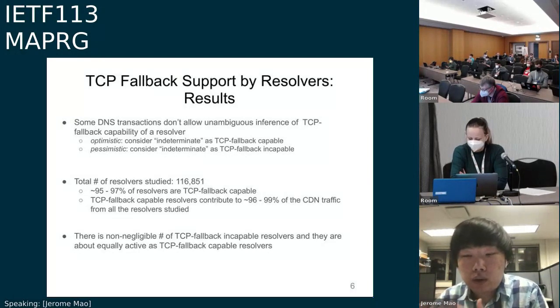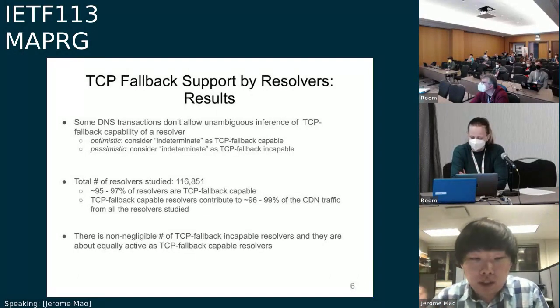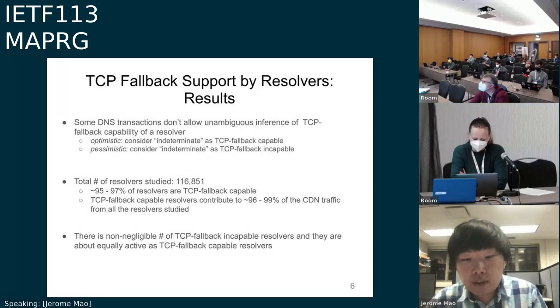Throughout all of our data sets, we have studied around 116,000 resolvers, and around 95 to 97% of them are TCP fallback capable. We use a range here to represent the number of TCP fallback capable and incapable resolvers according to the optimistic and pessimistic estimations. And the TCP fallback capable resolvers contribute around 96 to 99% of the CDN traffic from all the resolvers we've studied. So the takeaway from the resolver measurements is that there is a non-negligible number of TCP fallback incapable resolvers, and they are about equally active as the capable resolvers.